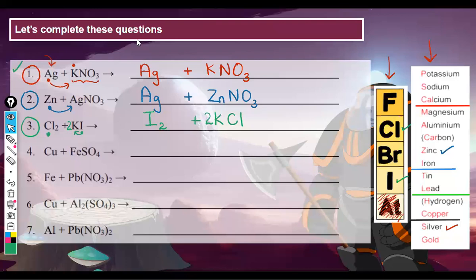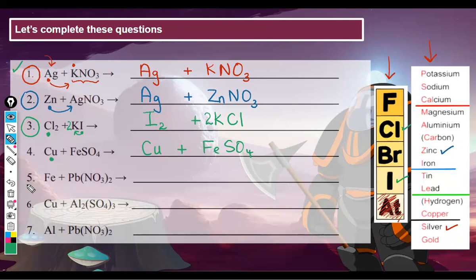So number 4, right? For number 4, you have copper. Where's copper? It's copper versus iron. Unfortunately, copper is lower than iron. So copper cannot replace iron. So nothing is going to happen. So you just write back the same exact what? Equation.